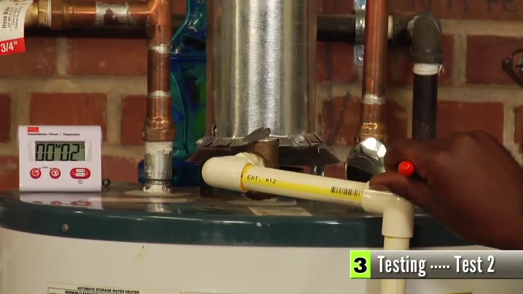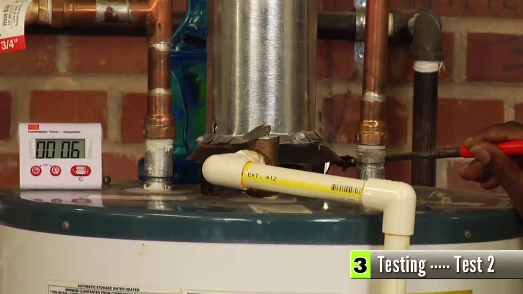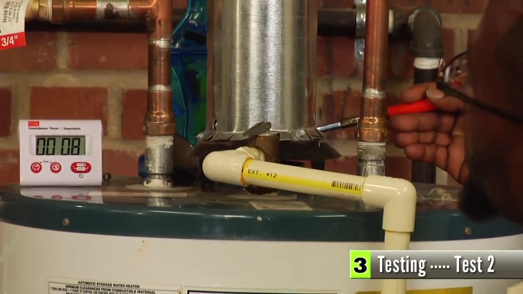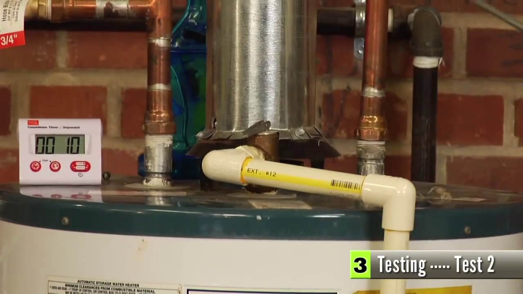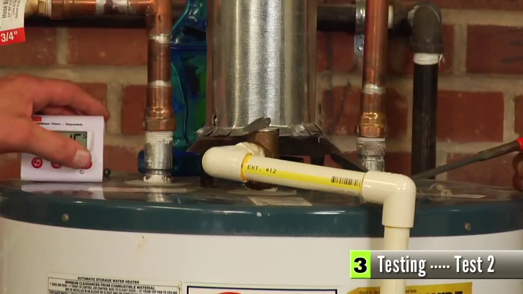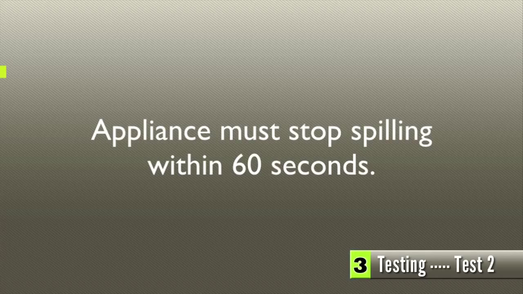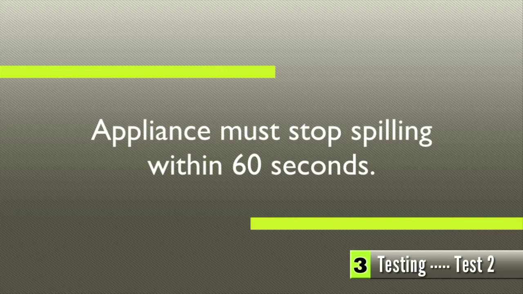Okay, the appliance fired. We heard it fire. And Benson's checking all the way around the flue pipe at the base of the draft diverter, watching for fog. You see any fog? Not yet. Well, if there's no fog, I'm going to call time. In 15 seconds, it stops spilling, so we know that it passed because our limit is 60 seconds.